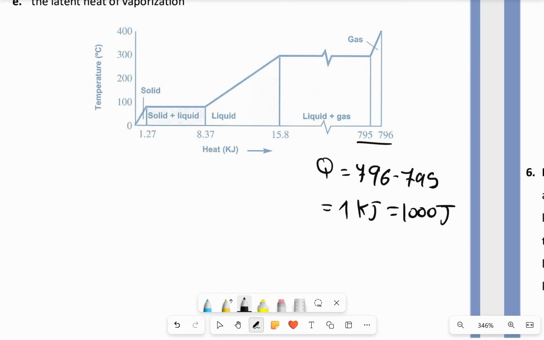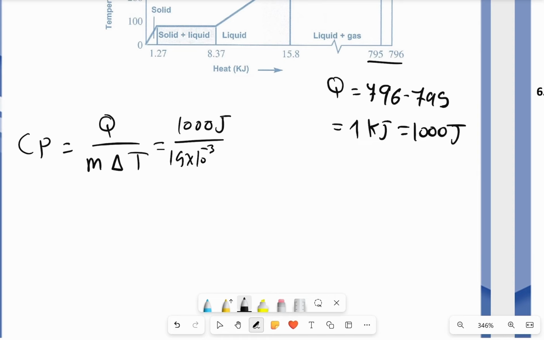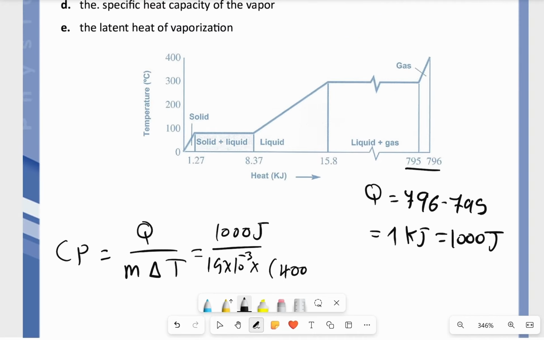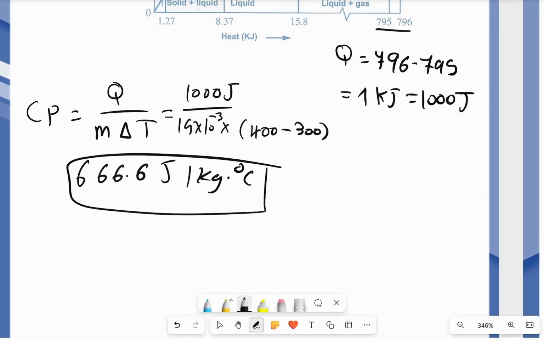Now we need to find the specific heat capacity of gas or vapor. Specific heat capacity is equal to heat divided by mass times delta T. We have heat, which is equal to 1000 joule. We have mass, which is 15 times 10 to the power of minus 3, times delta T, which is 400 minus 300. Calculate this, and you should get 660.6 joule per kilogram per Celsius. This is the specific heat capacity of the vapor.